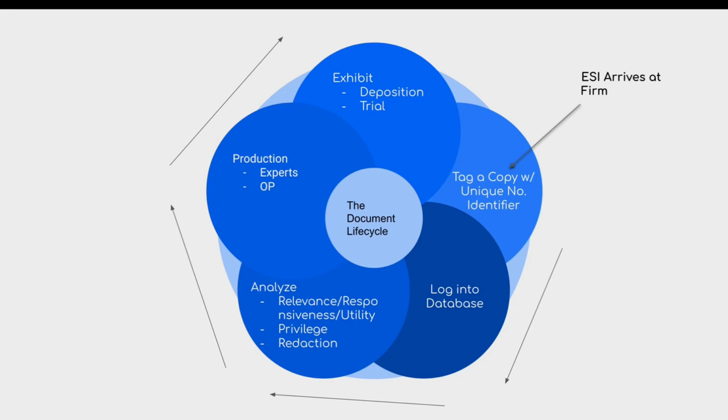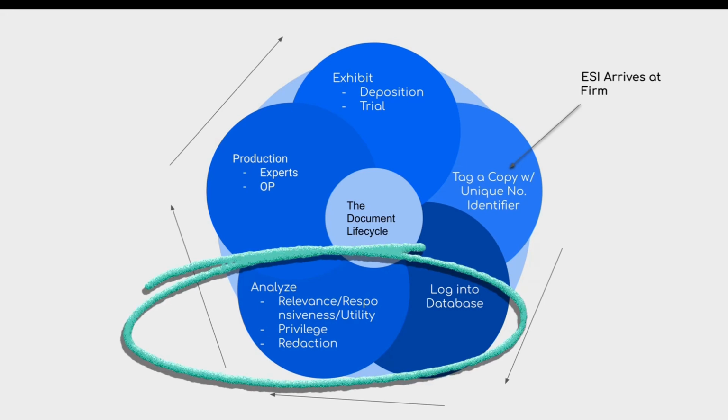You're then going to move into analyzing the relevance, responsiveness, and utility of the document, privilege, redactions. All of that needs to happen next. But that information is going to be captured in the ESI tracking sheet, because there is no point in undertaking that exercise if the information is then not readily available and retrievable by everybody else in the team.